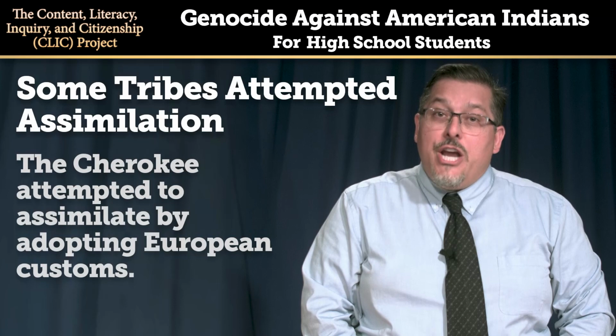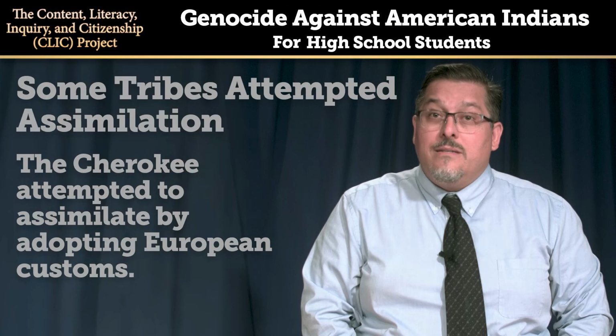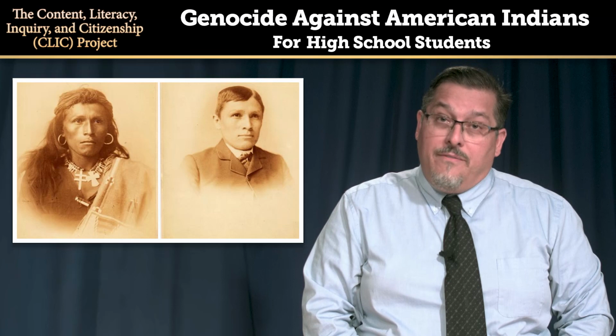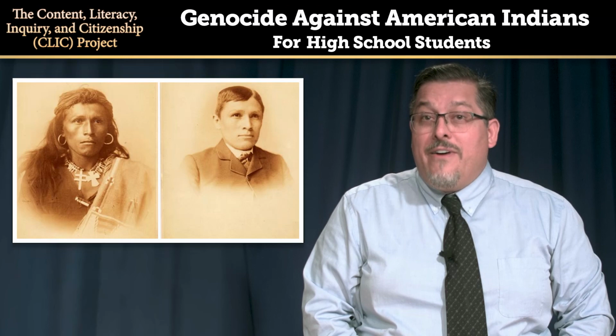The Cherokee was one tribe that attempted to assimilate by adopting European customs, such as wearing European clothing and practicing European ways of life, like John Ross, who we previously discussed. This photo shows a Cherokee man wearing traditional clothes and hairstyle on the left and European style on the right. Despite this, they still faced discriminatory laws. These laws included banning the Cherokee and other indigenous groups from testifying against whites or publicly protesting their living conditions.